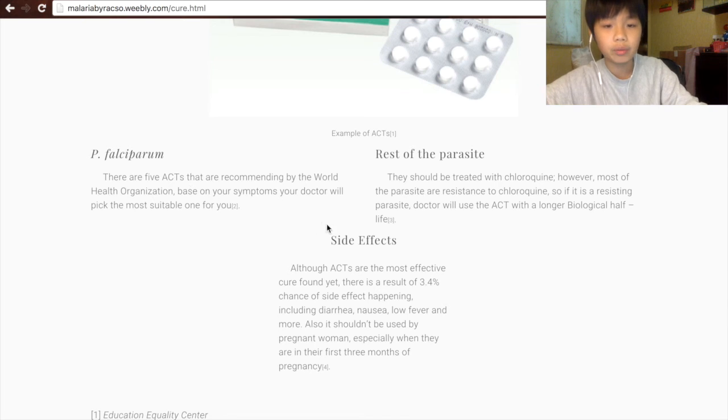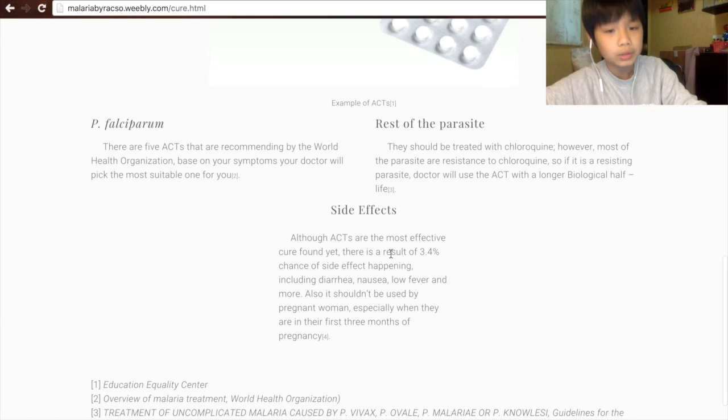The side effects of ACT. Although it is the most effective cure found yet, there is a 3.4% chance of side effects happening, including diarrhea, nausea, low fever, and more. And it shouldn't be used by pregnant women, especially in their first 3 months of pregnancy.